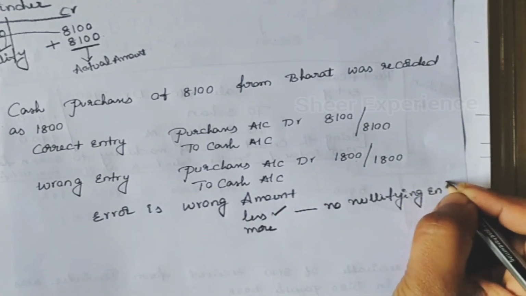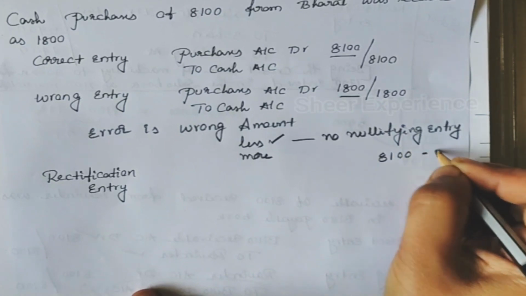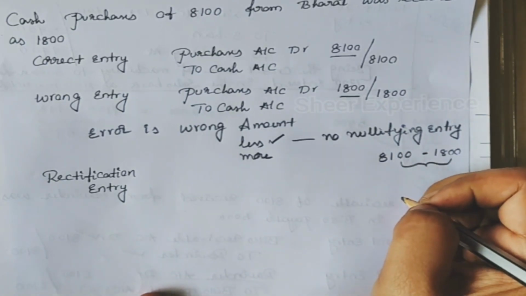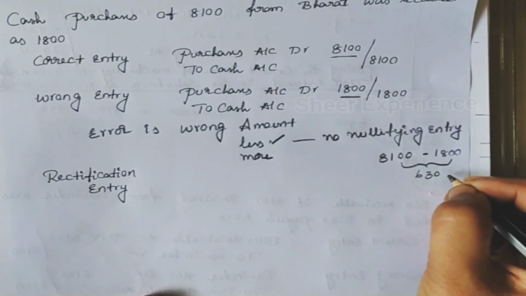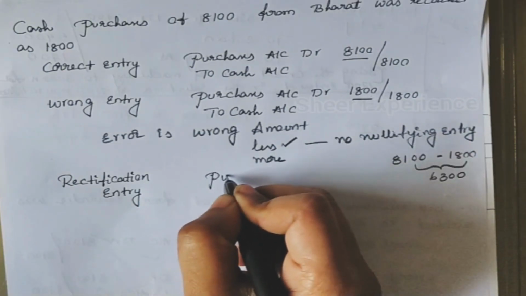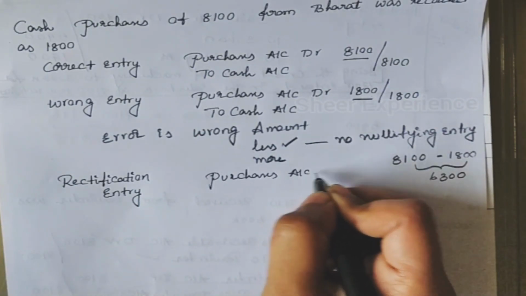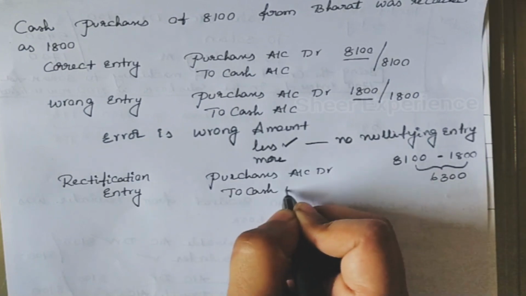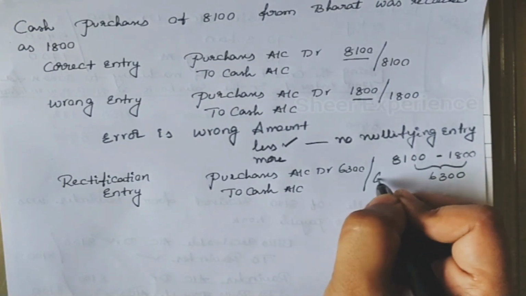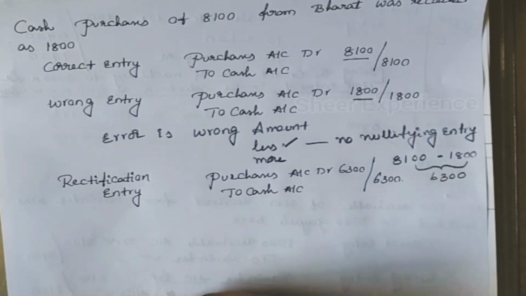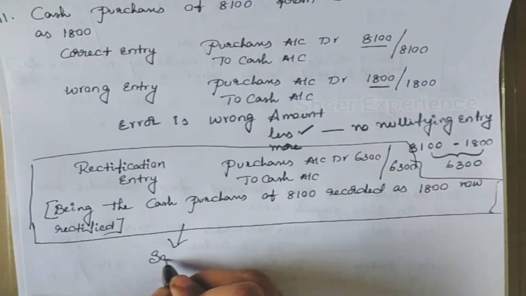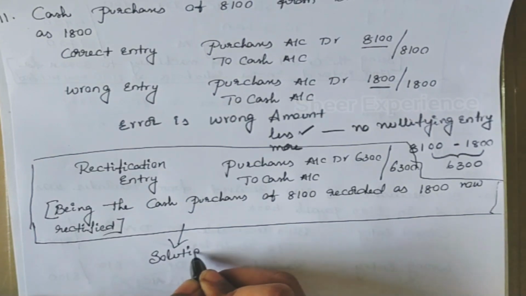So we don't have to nullify the account. The difference between 8100 and 1800 is 6300. So the rectification entry is purchase account debtor to cash account, and the amount is 6300 on the debit and credit sides. This is the difference amount. Basically, we are adding 6300 on the debit and credit sides to arrive at the 8100 amount. This rectification entry is the solution.